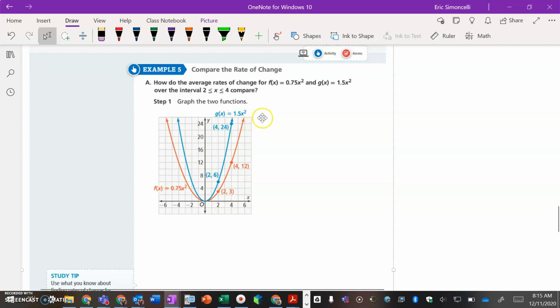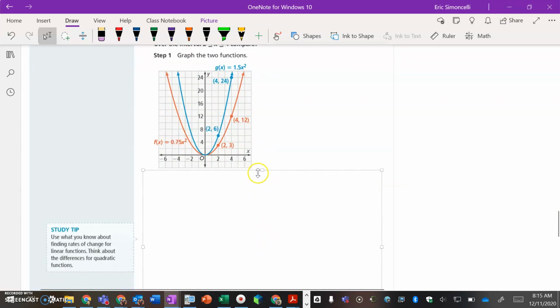Yes, you could graph this as y equals that on your calculators. This, of course, is the other, so this is 0.75x squared. This a value of 1.5 versus this a value of 0.75, we can see the difference, hopefully, where the blue is narrower than the red. We're going to continue finding the value of each function at the endpoints of the interval. In other words, remember, we're only doing this between 2 and 4. Both red and blue, the ordered pairs are highlighted for 2 and 4 accordingly.